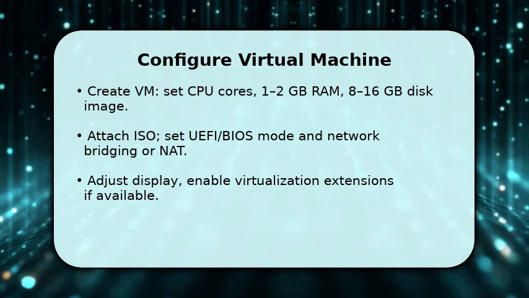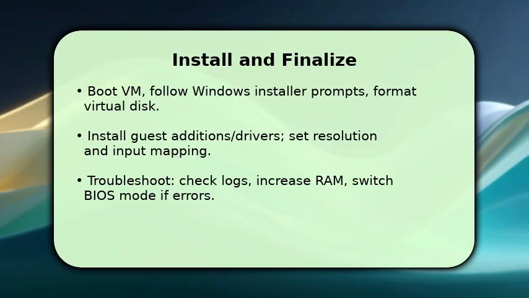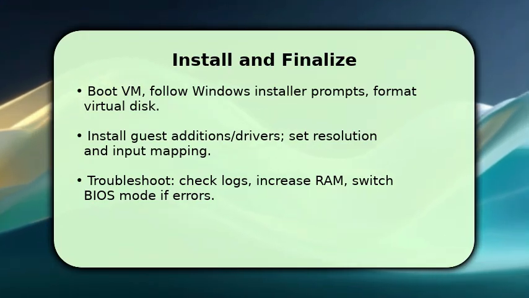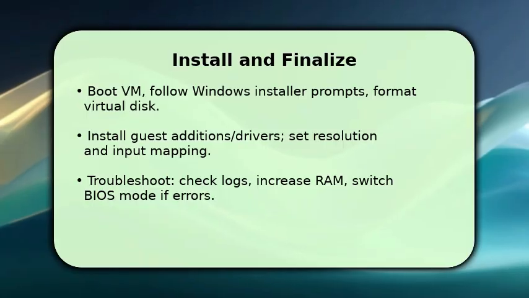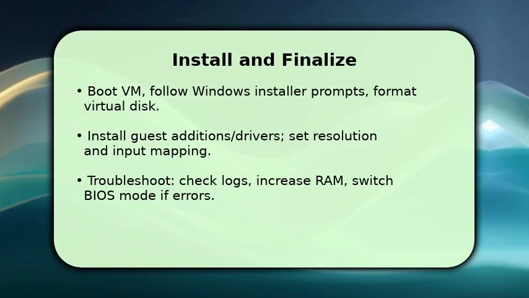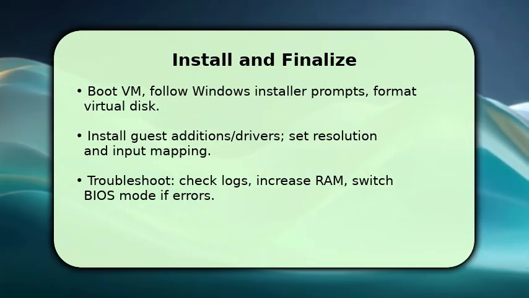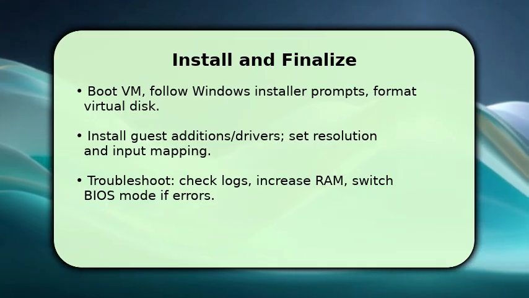Boot the VM and follow the Windows 10 installer prompts. Select the virtual disk and format it, then proceed with the standard setup. Once Windows is installed, add guest additions or drivers from the VM app to enable proper display, input mapping, and shared folders. Make sure to install updates and adjust resolution for touch or keyboard use.